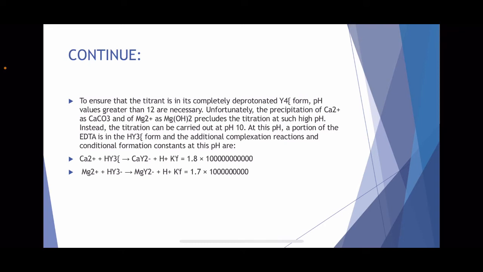At this pH, a portion of the EDTA is in the HY3- form, and the additional complexation reactions and conditional formation constants at this pH are: calcium ions react with HY3- forming a complex. The Kf value is 1.8 multiplied by 10 to the power 10 when it binds to the calcium ion, and 1.7 multiplied by 10 to the power 8 when it binds to magnesium ion.